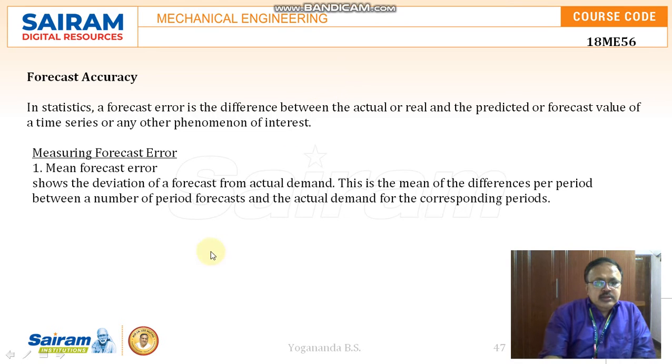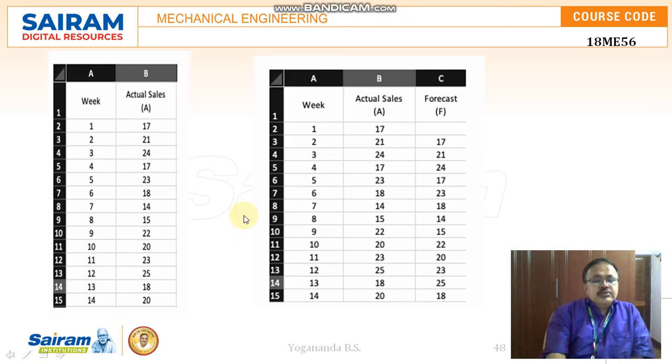Taking this numerical, the given data is for weeks 1 to 14. The actual sales were given. In the first week, the actual sales were 17 units. In the second week, it is 21 units, and so on. In the 14th week, it is 20 units.